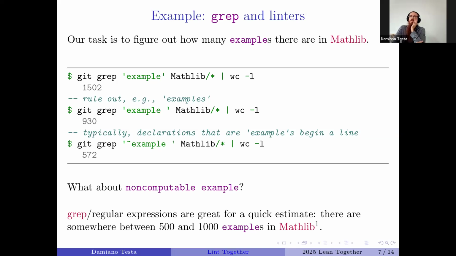And then you say, well, if I have an example, it's going to start the sentence. So it's going to be at the beginning of the line, and then it's going to have a space afterwards. You halve again what you had before. And so you start thinking, well, now what else should I do to make this more robust? I say, well, the example could be a noncomputable example, then it wouldn't be counted by this. But on the other hand, there are sentences that have examples that begin with it because of how the line breaking is working. So maybe these two things compensate. So maybe we do have about 500 examples in Mathlib, and that seems like a reasonable estimate.